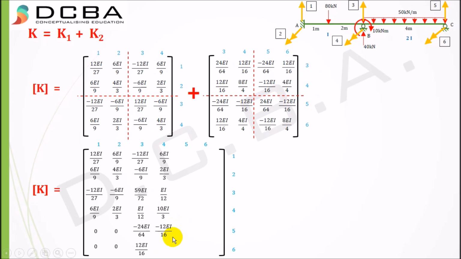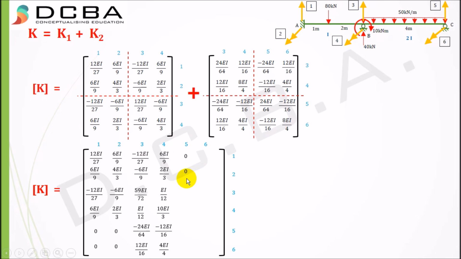Then we have fifth row fourth column, that is it is only present in matrix 2. Fifth row fourth column minus 12 EI by 16. Sixth row fourth column 4 EI by 4, present only in matrix 2. Again, first row fifth column there is no element, therefore it is 0.